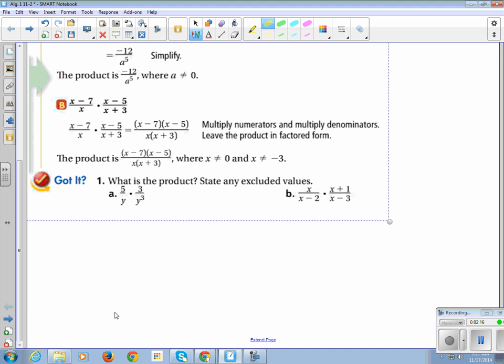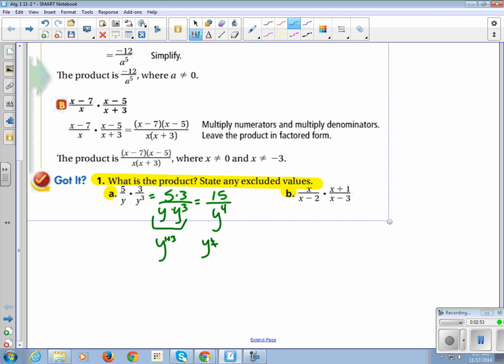So now this is what I want you guys to write. We're going to do these two problems together. What is the product? State any excluded values. So we are going to rewrite this as the tops multiplied together and the bottoms multiplied together. 5 times 3 is 15, and y to the 1 times y to the third is y to the 1 plus 3, or y to the fourth, and we definitely cannot have y equaling 0.